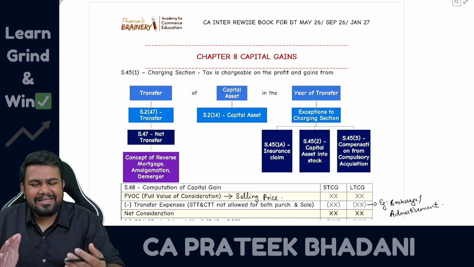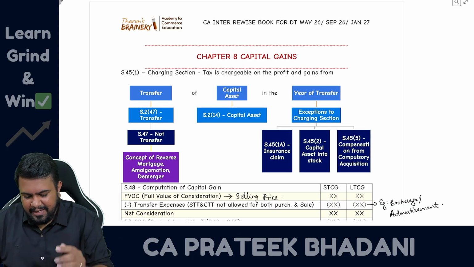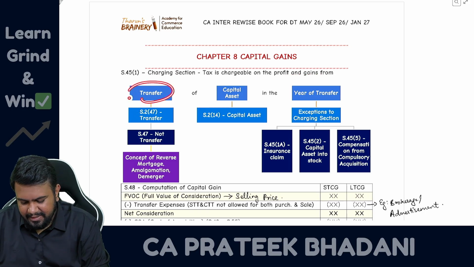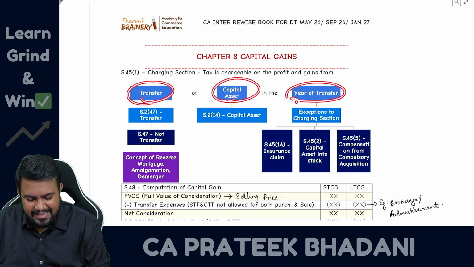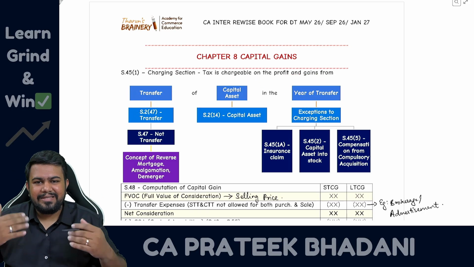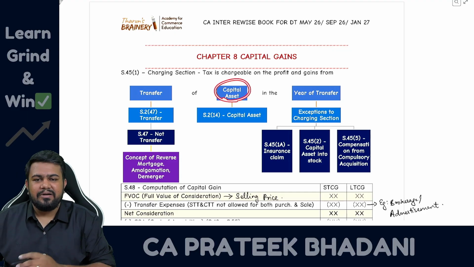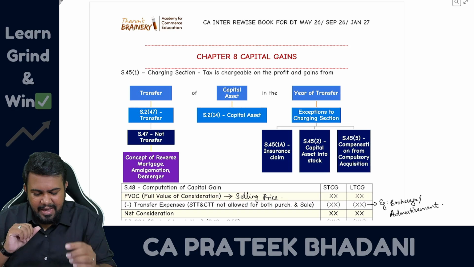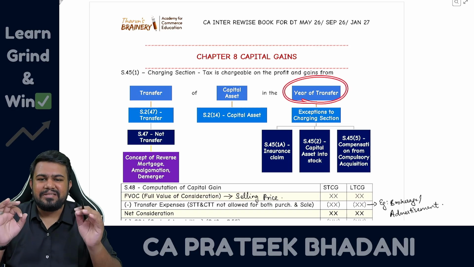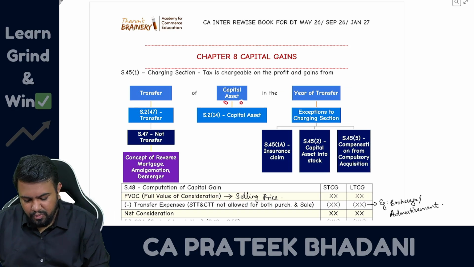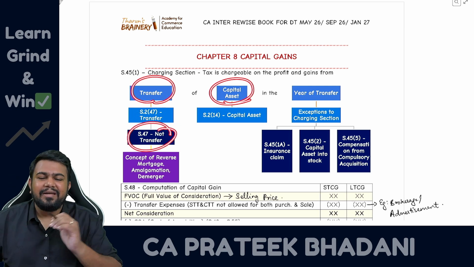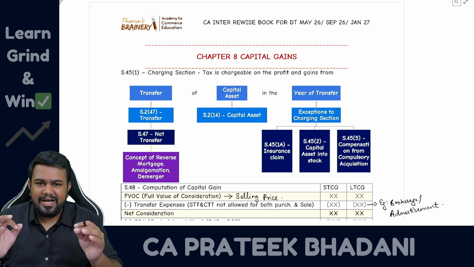Sir, what is taxable under capital gain head of income? In capital gain, tax is chargeable on the profit and gains from the transfer of capital asset in the year of transfer. So what is taxed? Capital asset is taxed. On what the tax happens? On transfer only the taxation will happen, and in the year of transfer only the taxation will happen. So now you should know what is capital asset, what is transfer, what are the transactions that are not regarded as transfer, to know the charging section better.